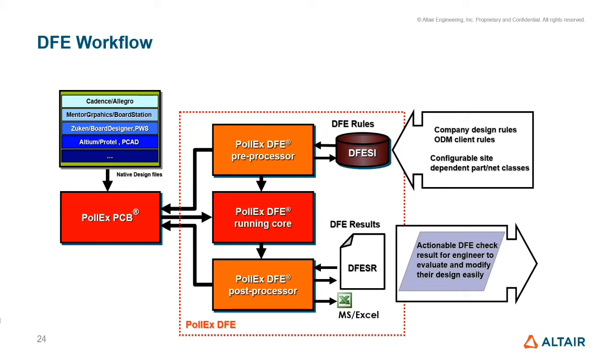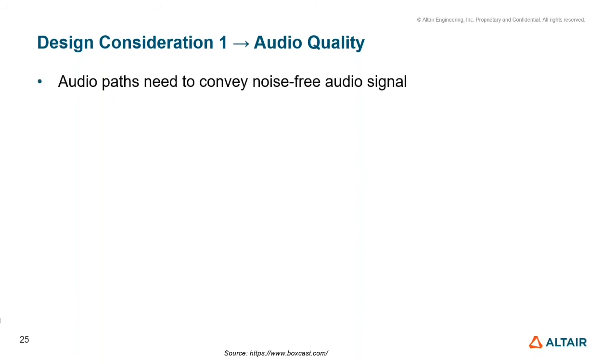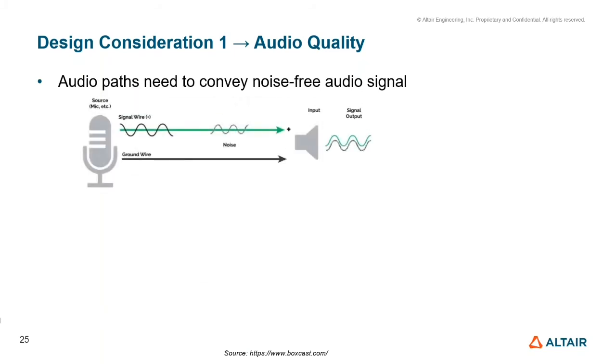Well, having a look at the workflow, let's get into the first DFE check by looking at the first design consideration. Differential audio lines, basically impacting audio quality. In order to ensure decent audio quality, we need to have audio paths on the PCB free from any sort of noise. Well, if we consider a regular audio line, basically a signal line and ground, and if noise seeps into either of the lines, then we will have a noisy output line, which would lead to an undesirable audio output.